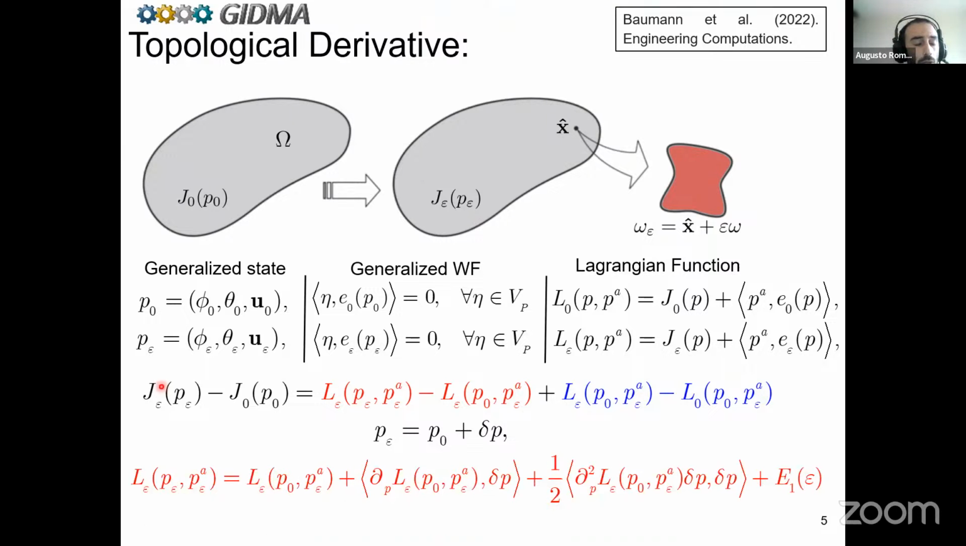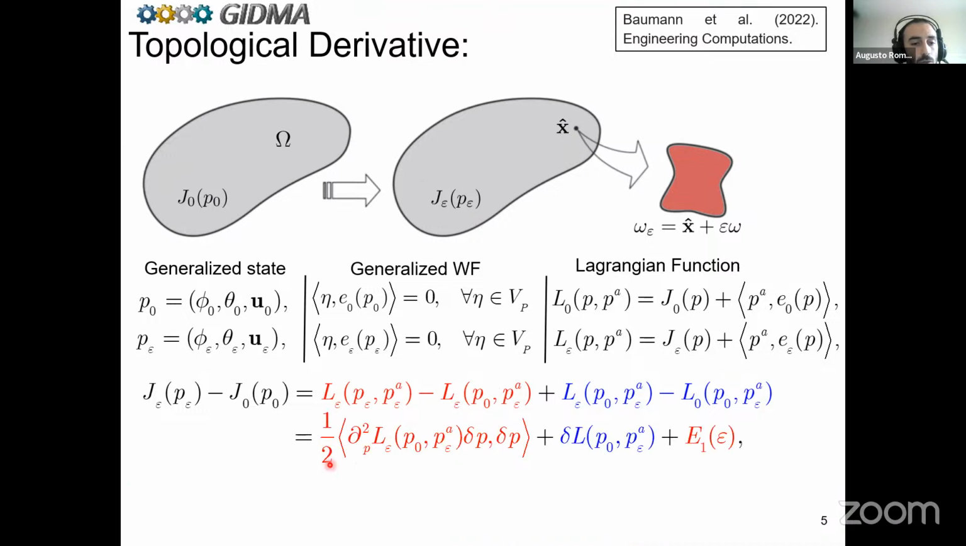What we were going to do is to express the variation of the cost functional in terms of the Lagrangian function. This first term will be expressed with a Taylor expansion series up to the second order term. This first term will get canceled out, and this second term will vanish due to the optimality condition of the system. And now we show that this expansion is good enough to calculate the topological derivative of the problem, since we can prove that this remainder has the following estimate.